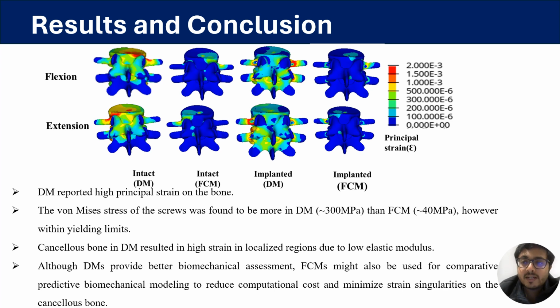In conclusion, we can say that although detailed models provide better biomechanical insights, the full cortical model might be used for a comparative assessment to reduce computational cost and minimize the strain singularities on softer cancellous bone.